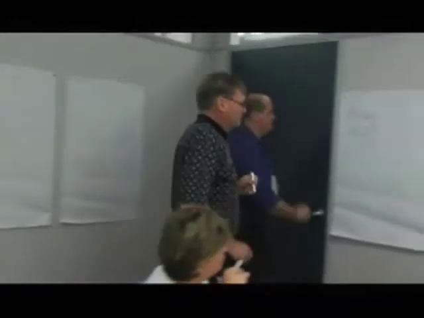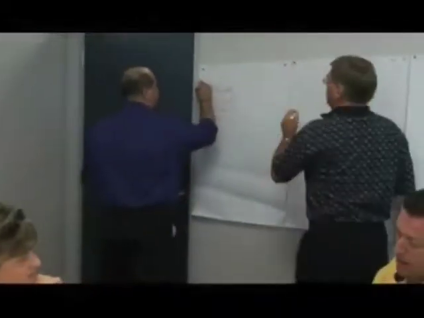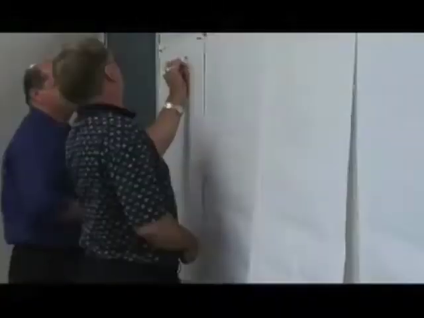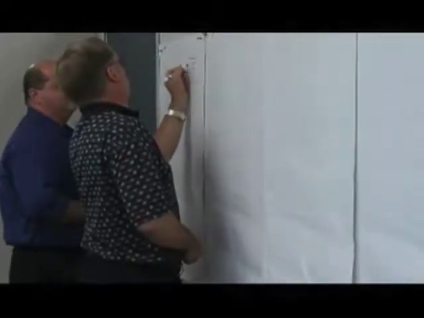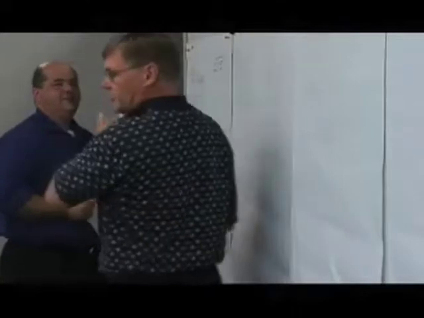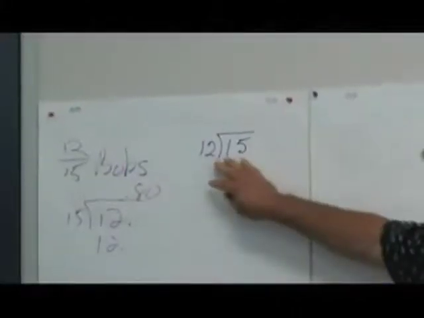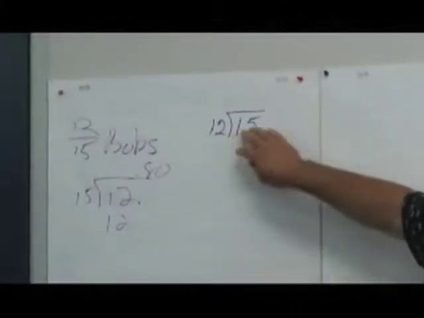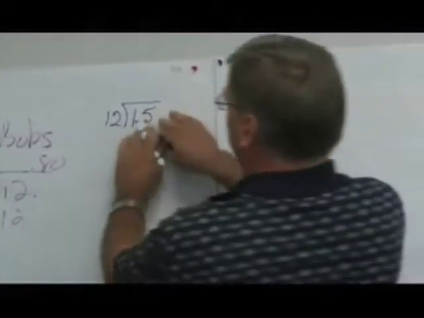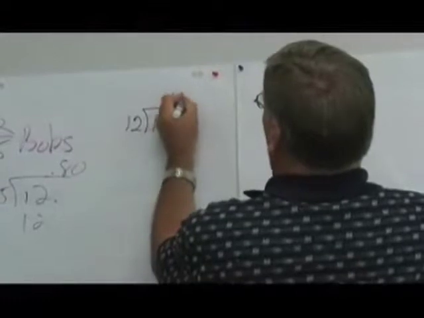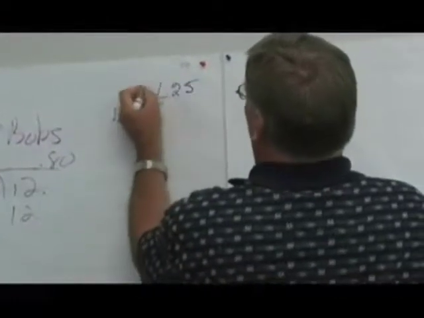Okay. So, I knew the cost was $15 for 12 cans. So I want to find out what the cost of 1 would be, so I divided 15 divided by 12, and I got 1.25.